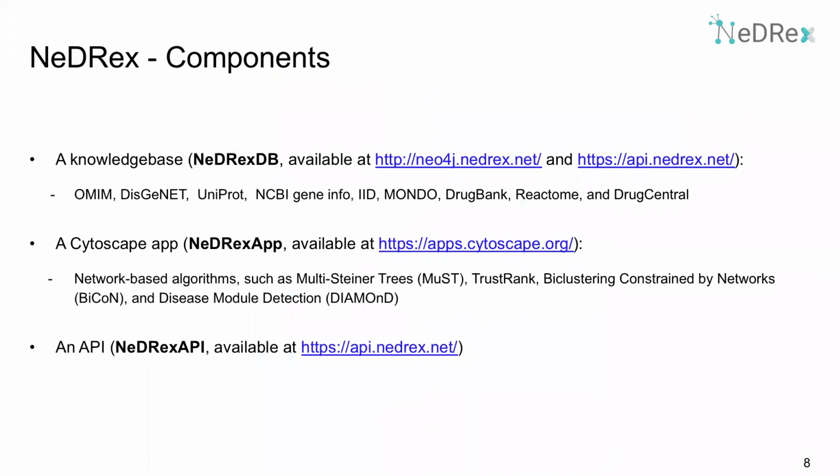The NeDRex platform has three main components: a knowledge base, a Cytoscape app, and an API. The knowledge base, named NeDRex-DB, integrates data from various biomedical databases, including OMIM, DrugBank, and UniProt. Integration of multiple databases enables us to construct the heterogeneous networks described earlier. These networks can be accessed and explored via the NeDRex app, the NeDRex API, and the Neo4j endpoint to the DB. The NeDRex app is a Cytoscape app that provides implementations of network-based algorithms, such as MUST, TrustRank, ViPer, and DIAMOnD. These functionalities are made available to the user via the RESTful API and the easy-to-use NeDRex app.